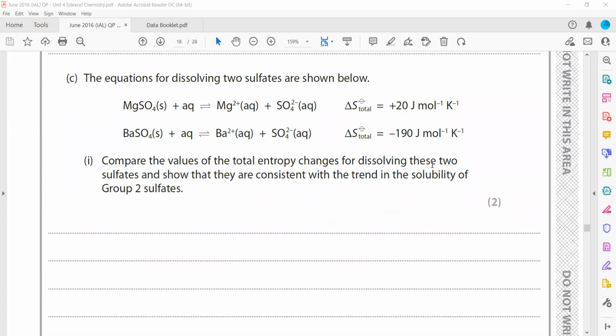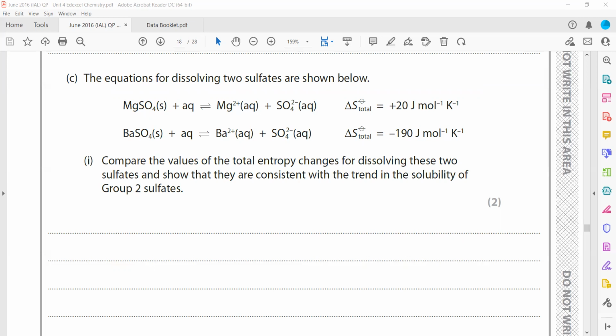Then magnesium, this is the hydration energy. Magnesium and sulfate ions hydrated. Compare the value of entropy change for dissolving these two sulfates and how they are consistent with the trend in solubility of the sulfates. So when we compare, as we go down the group, the solubility of sulfate decreases. So barium sulfate is less soluble than magnesium sulfate. And why does the solubility decrease as we go down the group? The total entropy becomes more exothermic, or it will be less positive.